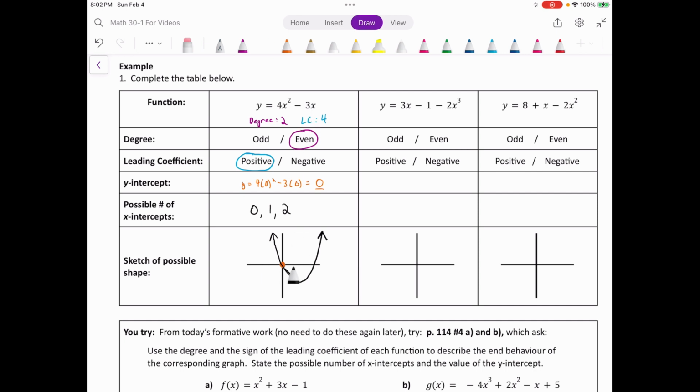Okay. We've met all the possible criteria here. It has 2 x-intercepts. Okay. It's got a right arm that goes up, and the left arm does the same thing.